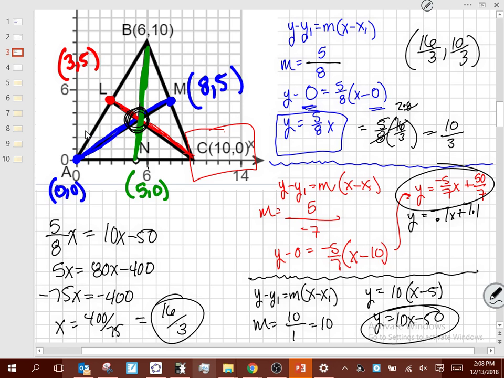Was that a long process? Okay. Add all your x's up of A, B, and C. What do you get? 0 plus 6 plus 10 gives me 16, right? Take the average of that to give you 16 over 3. Now do it with your y's. 0 plus 10 plus 0 gives you 10 divided by 3. It gives you that, right?